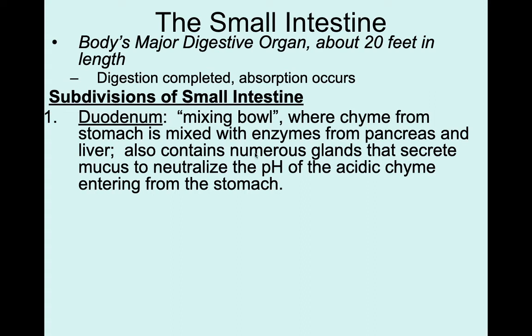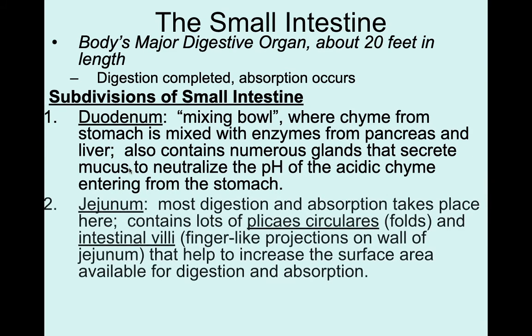The duodenum also contains lots of glands secreting mucus. Not only are those pyloric glands secreting mucus to help neutralize the pH of that chyme, we also have glands in the duodenum that are secreting mucus to neutralize the pH of that chyme, because that chyme is very acidic when it comes from the stomach.